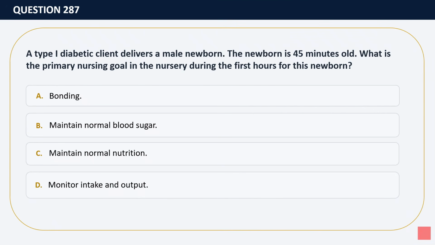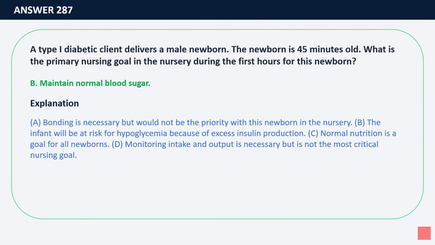Question 287. A type I diabetic client delivers a male newborn. The newborn is 45 minutes old. What is the primary nursing goal in the nursery during the first hours for this newborn? A. Bonding. B. Maintain normal blood sugar. C. Maintain normal nutrition. D. Monitor intake and output. Answer: B. Maintain normal blood sugar.